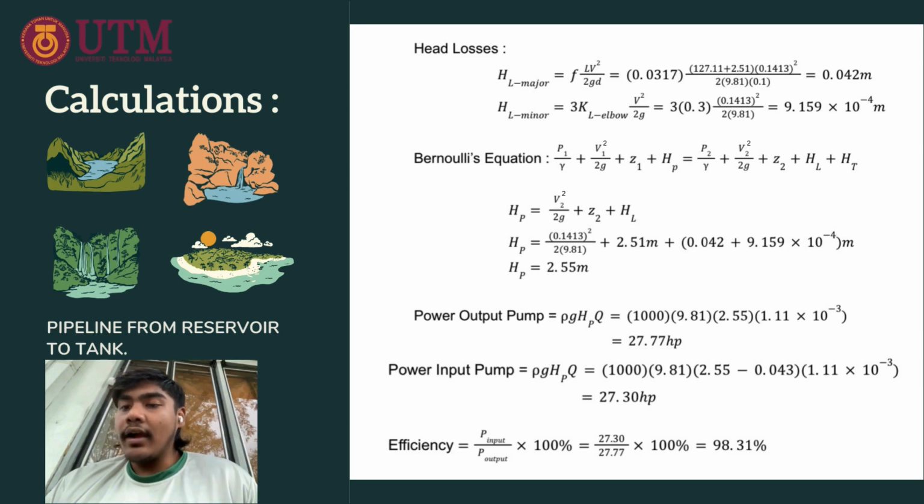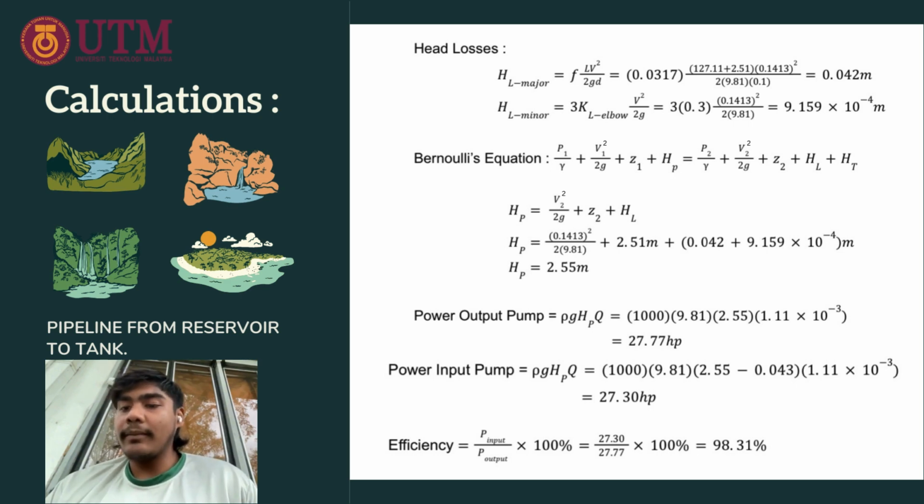to find the head for the pump. After we simplify the Bernoulli equation, we got the equation HP equal to V2 squared over 2G plus Z2 plus HL. After we calculate all that, we got our HP equal to 2.55 meter. Next, we calculate the pump output. For the power output for the pump, we use the formula rho G HP Q. After we calculate, we got the power output for the pump is 27.77 horsepower.